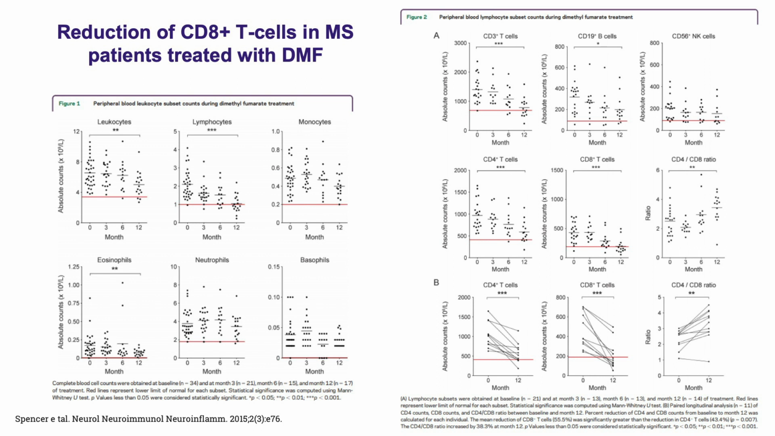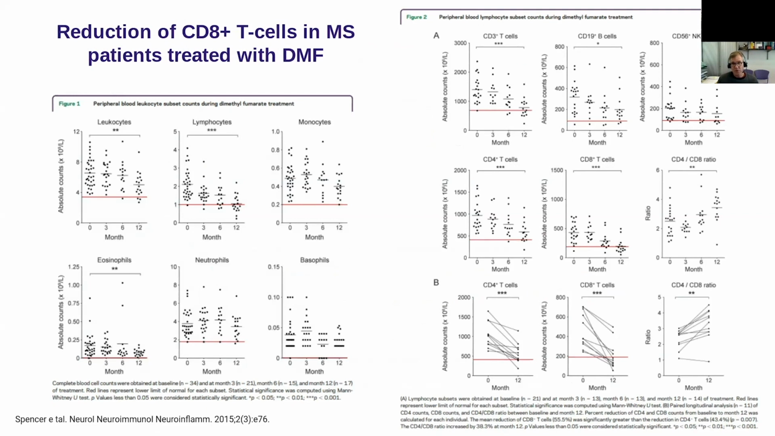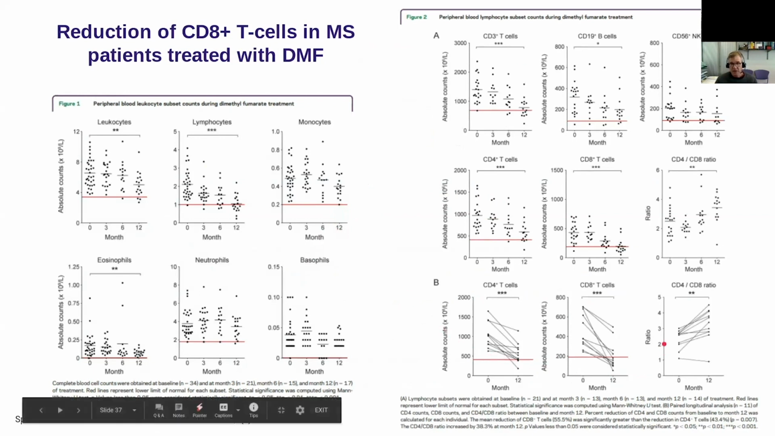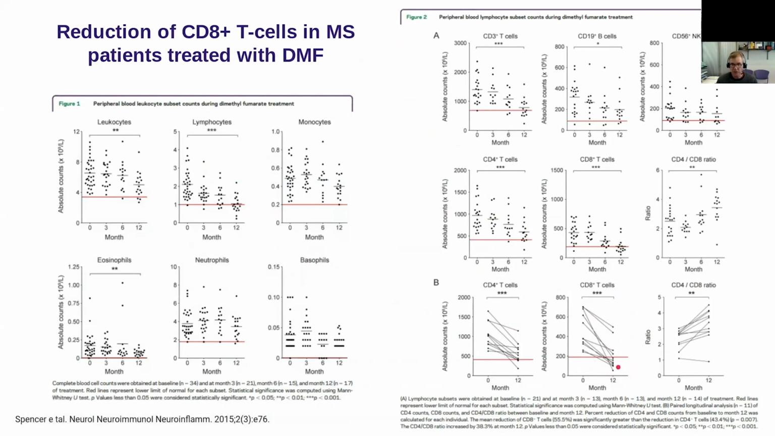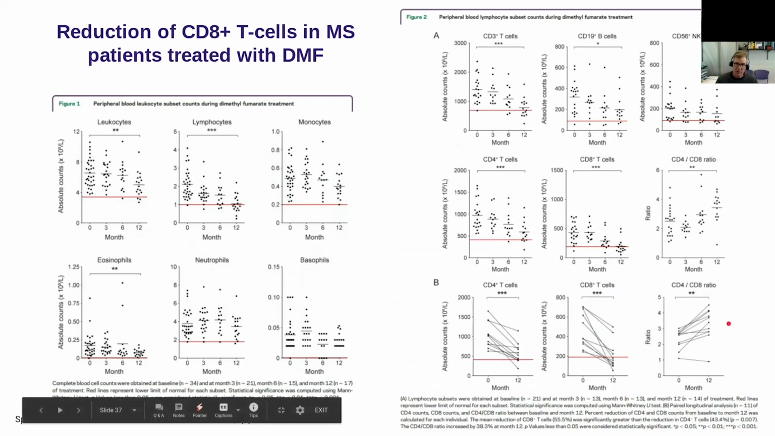Another thing that's hidden in the total lymphocyte count is that dimethyl fumarate tends to hit the CD8 counts more than the CD4 counts. So this is just one study. This has been reproduced. It's a consistent finding. And you can see on the right-hand side here, the CD8 counts are much more sensitive than the CD4 counts. And you can see the ratio goes up.